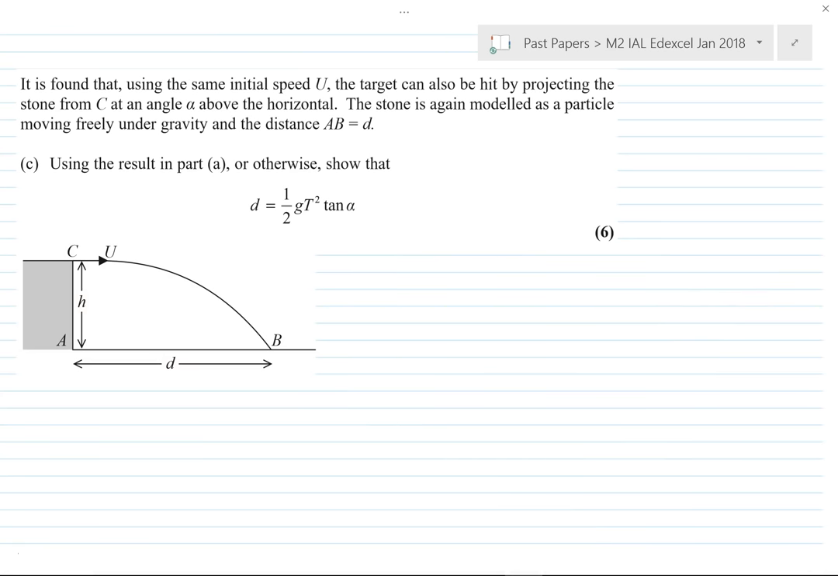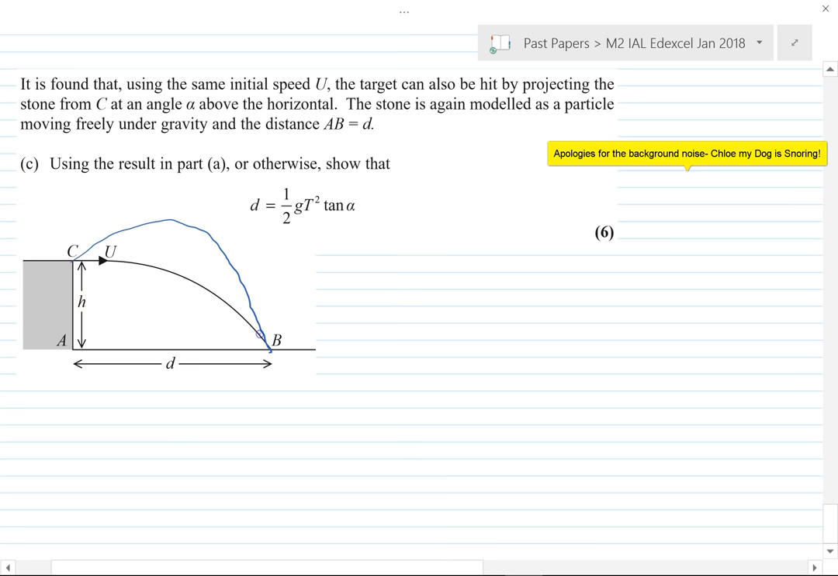Now, in my opinion, this is by far the hardest part of the paper. I felt, working through, that there wasn't anything too nasty on this paper until we got to here. This looks a bit unusual, almost has a step-like look to it. It says, it is found that using the same initial speed U, the target can also be hit by projecting at some angle alpha. So it can still hit, but it's still got the same initial speed U. It won't be the same horizontal speed, but it will have the same speed overall, and it can hit the target here. And then we need to prove this relationship. So it's a little bit abstract and a little bit unusual for M2, I would say. Took us a little while to work this one out in class.